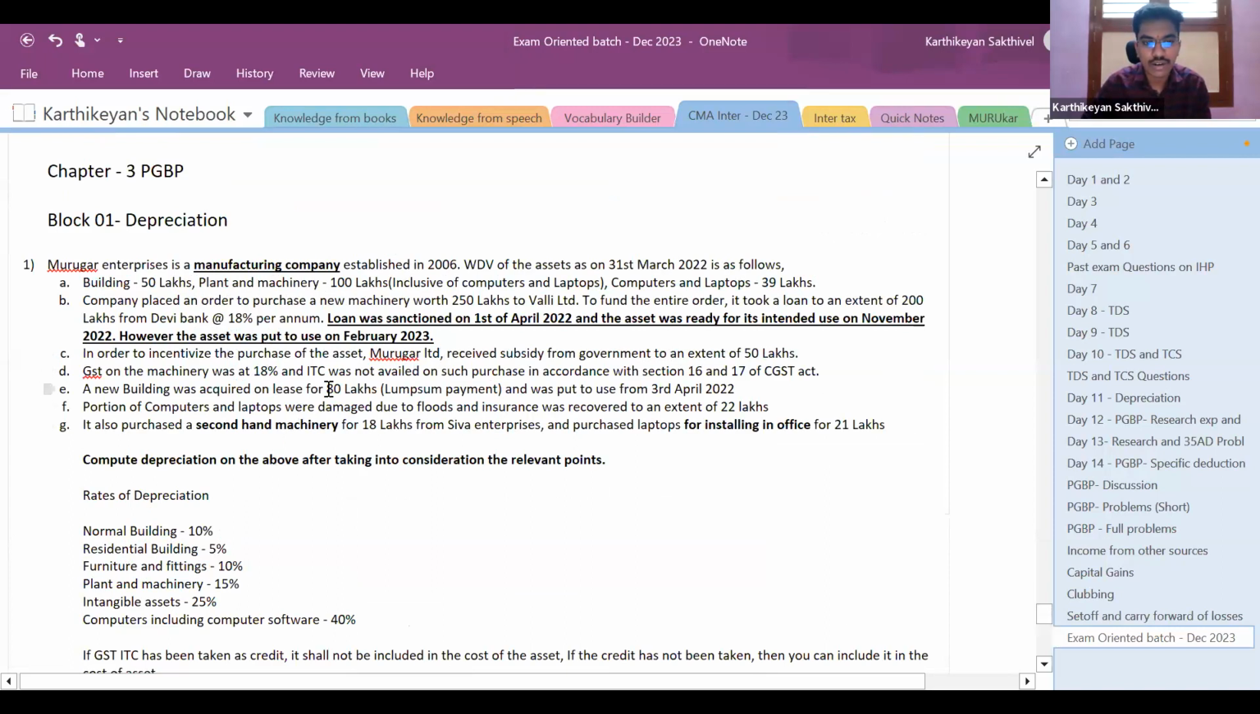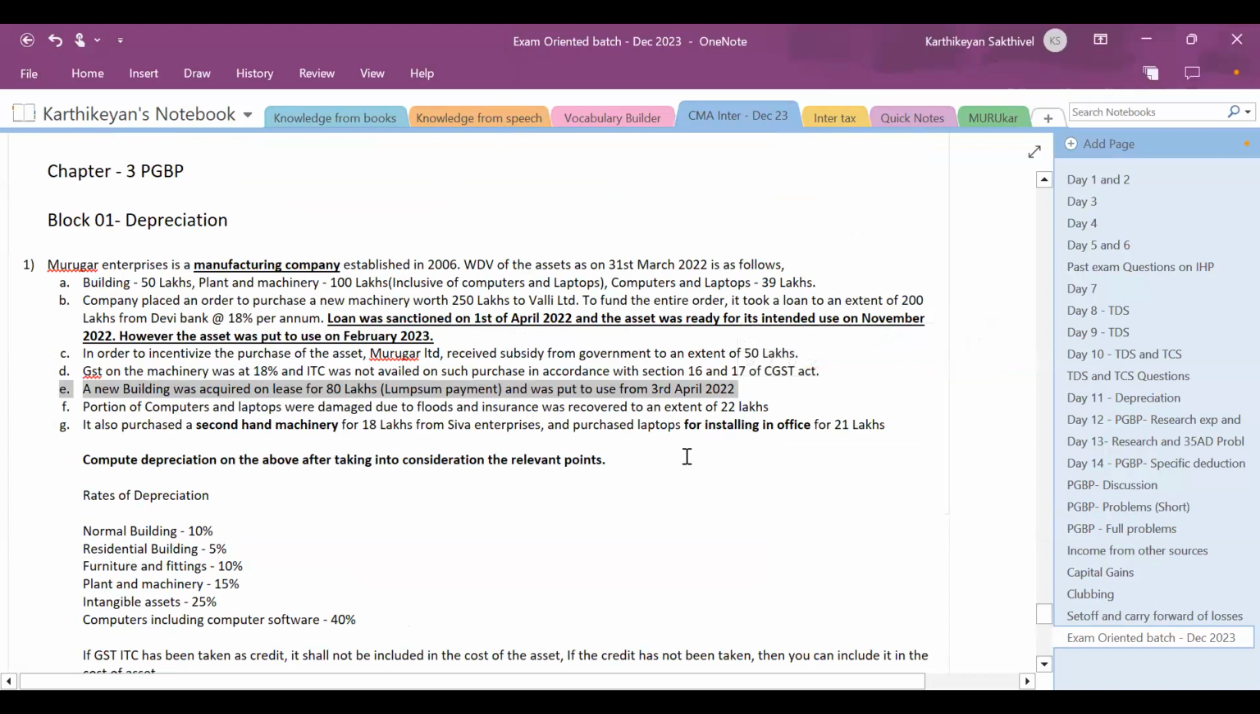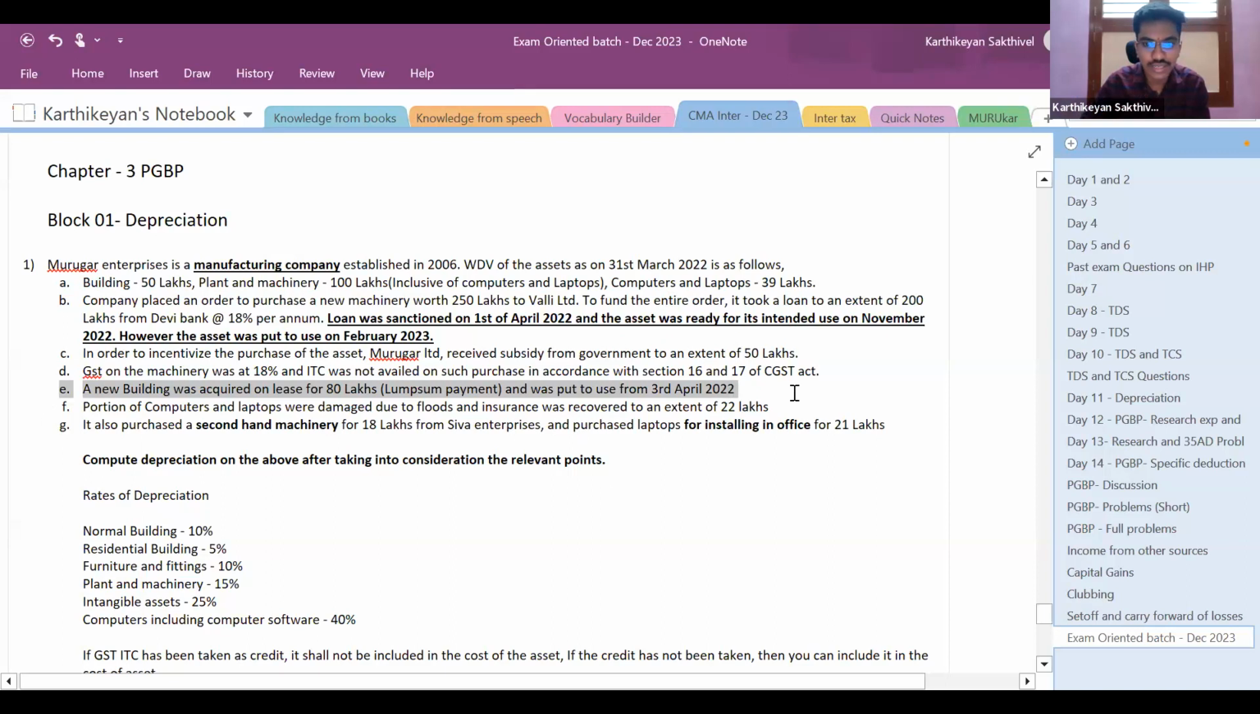New building was acquired on lease for 80 lakhs. Can you claim depreciation on this? The asset which is taken on lease. You cannot claim it because you are not the owner of the asset. Super. Good answer. Right. Since you are not the owner of the asset, you cannot claim the depreciation. So for this you don't need to do anything.